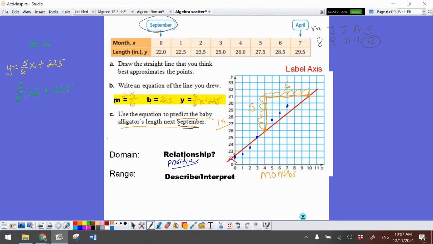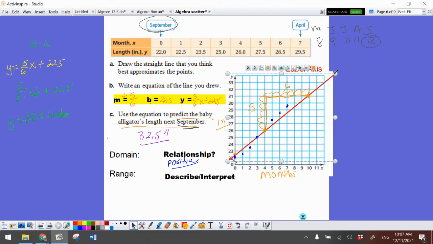Okay. So let's use our calculator and let's do that. So 5 divided by 6, remember that is just division, times 12, and I'm going to add my starting point, which was 22.5. So my estimate is 32.5 inches. Okay, so I'm going to estimate that 32.5 inches is how long the alligator is going to be by month 12. Okay, now let's go ahead and I'm going to draw this out a little bit more. I'm going to make my line a little bigger.